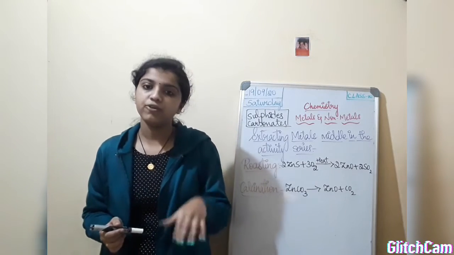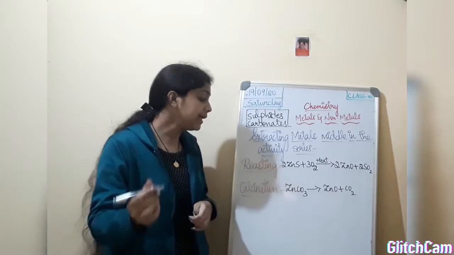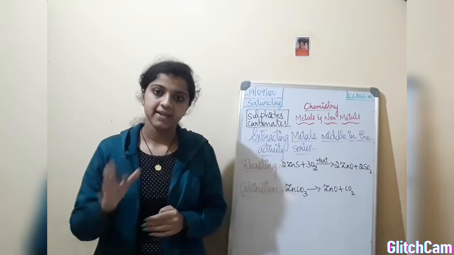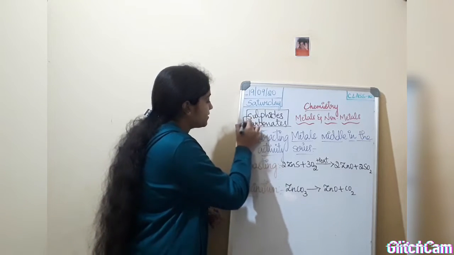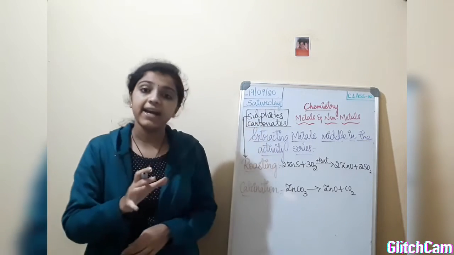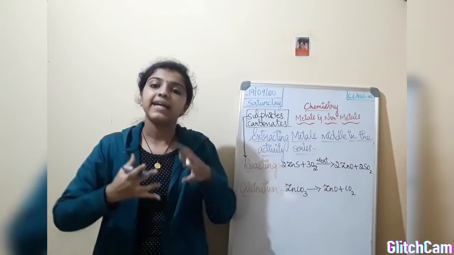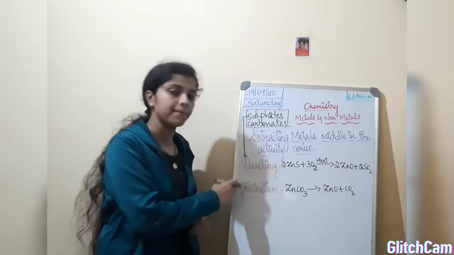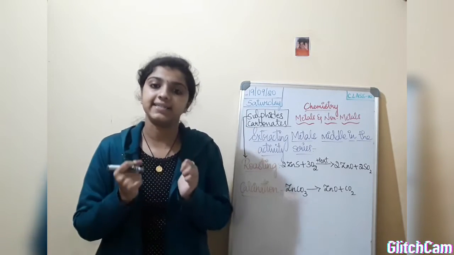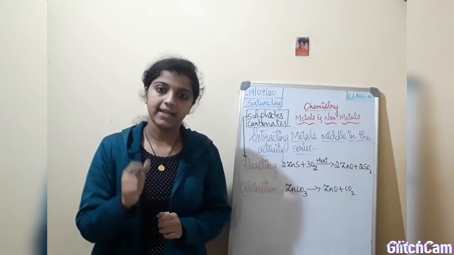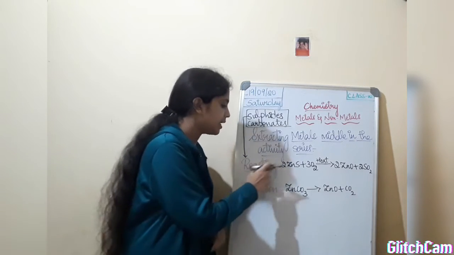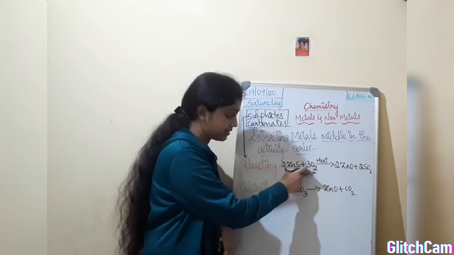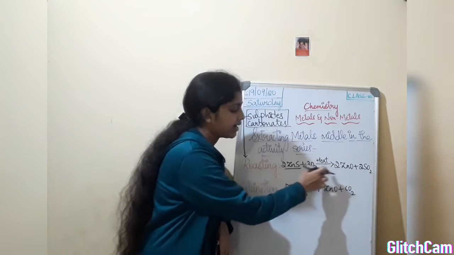Therefore, prior to reduction, we convert the sulfides and carbonates into oxides. Sulfides are converted into oxides by heating strongly in the presence of air, and that process is called roasting. For example, zinc sulfide heated in the presence of air forms zinc oxide.